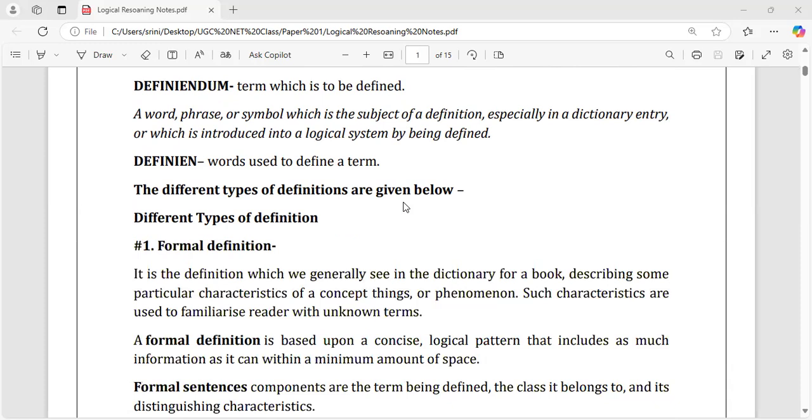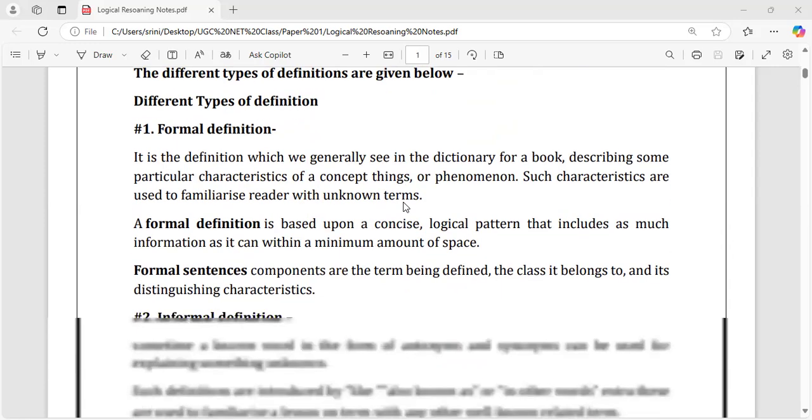Okay. So we have types of definitions. First one, formal definition, such as we see in a dictionary. It is the definition which we generally see in a dictionary or a book, describing some particular characteristics of a concept or things or phenomena. Such characteristics are used to familiarize the reader with unknown terms. For example, we have examples here.